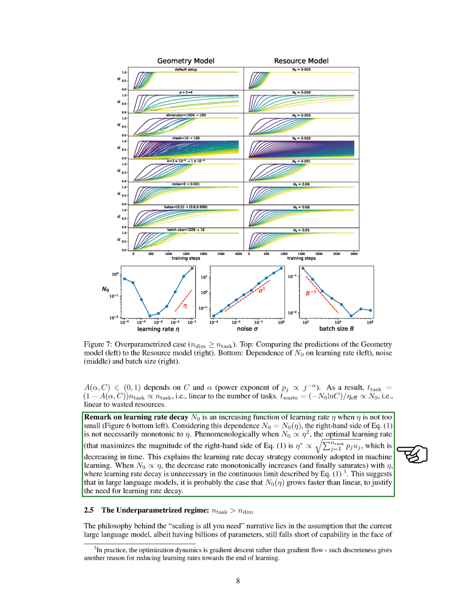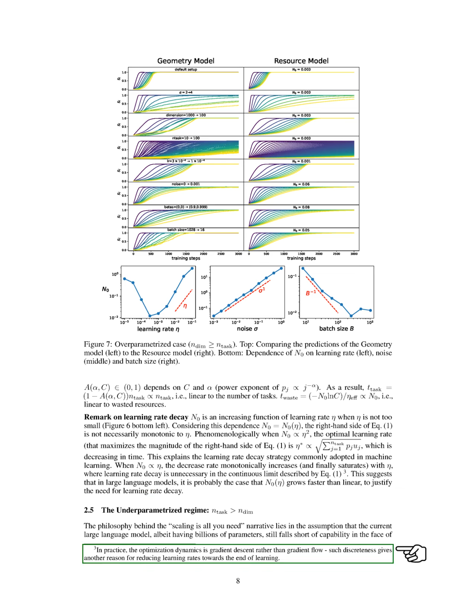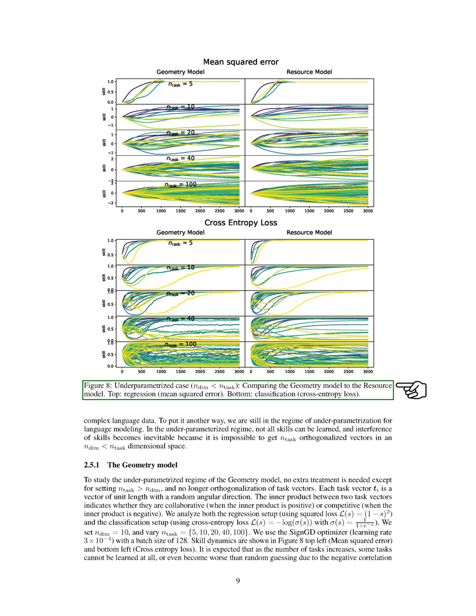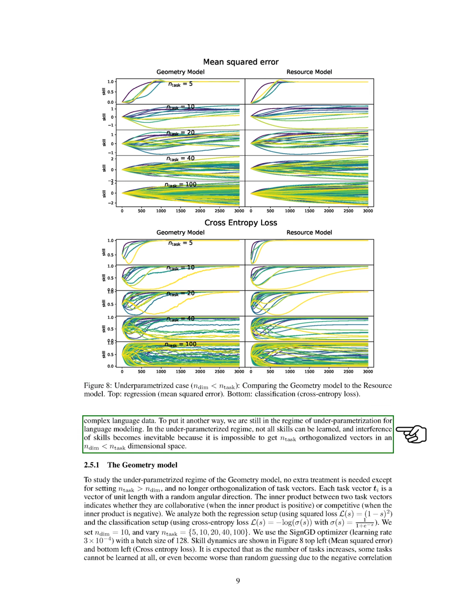To investigate the underparameterized regime using the geometry model, we simply need to ensure that the number of tasks exceeds the number of dimensions. Each task vector is a unit vector pointing in a random direction. The inner product of two task vectors tells us if they work together, positive inner product, or compete, negative inner product. We analyze both regression, using squared loss, and classification, using cross-entropy loss. We set the number of dimensions to 10 and vary the number of tasks from 5 to 100. We utilize the Sign-GD optimizer with a specific learning rate and batch size.